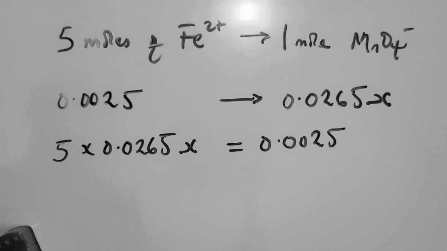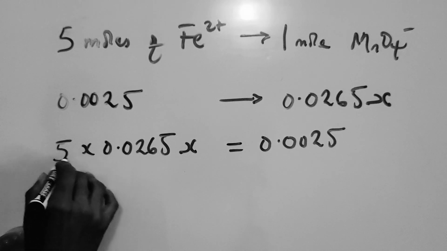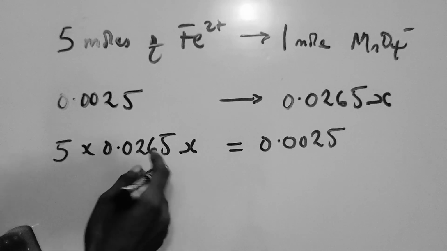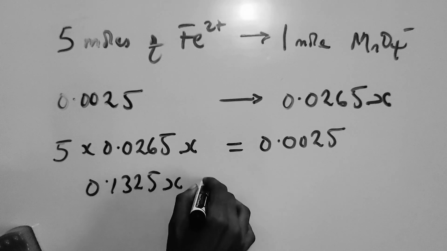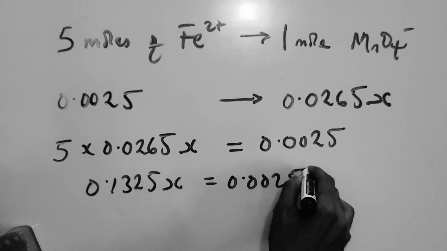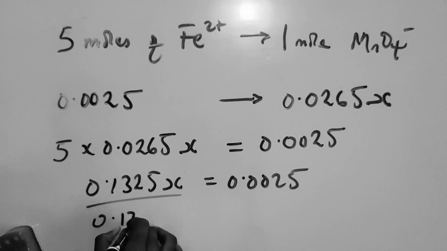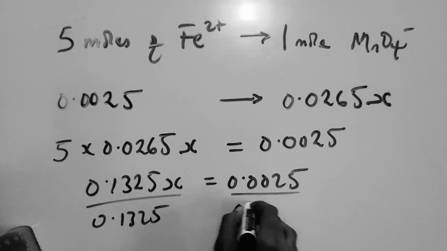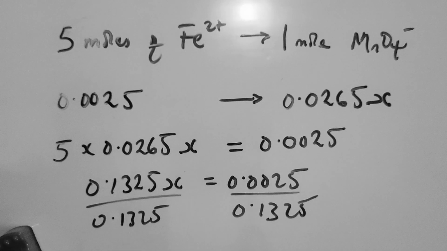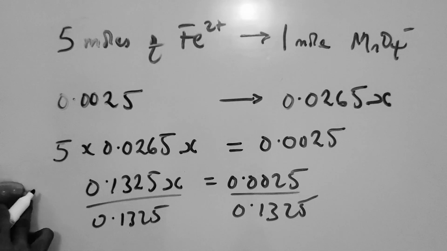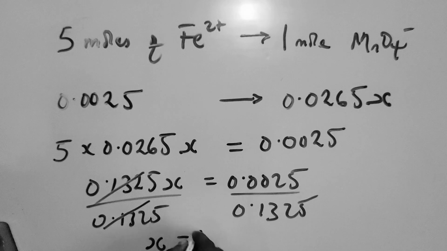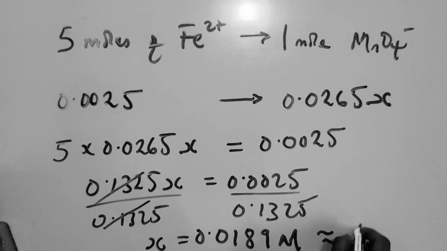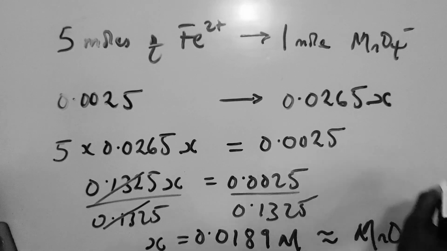Now for me to find my unknown concentration, if you multiply this correctly, you should be having around 0.1325x. Let's just break that down. We divide both sides by 0.1325. If you do this correctly, when you divide this, you should be having around 0.0189 molar. That is the concentration of the permanganate.